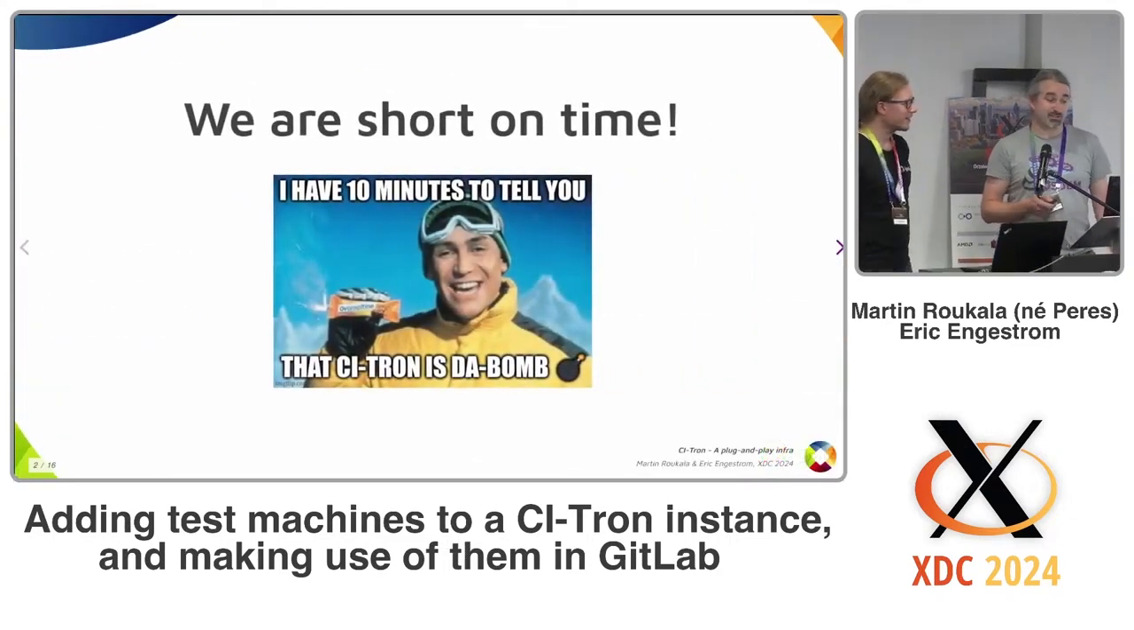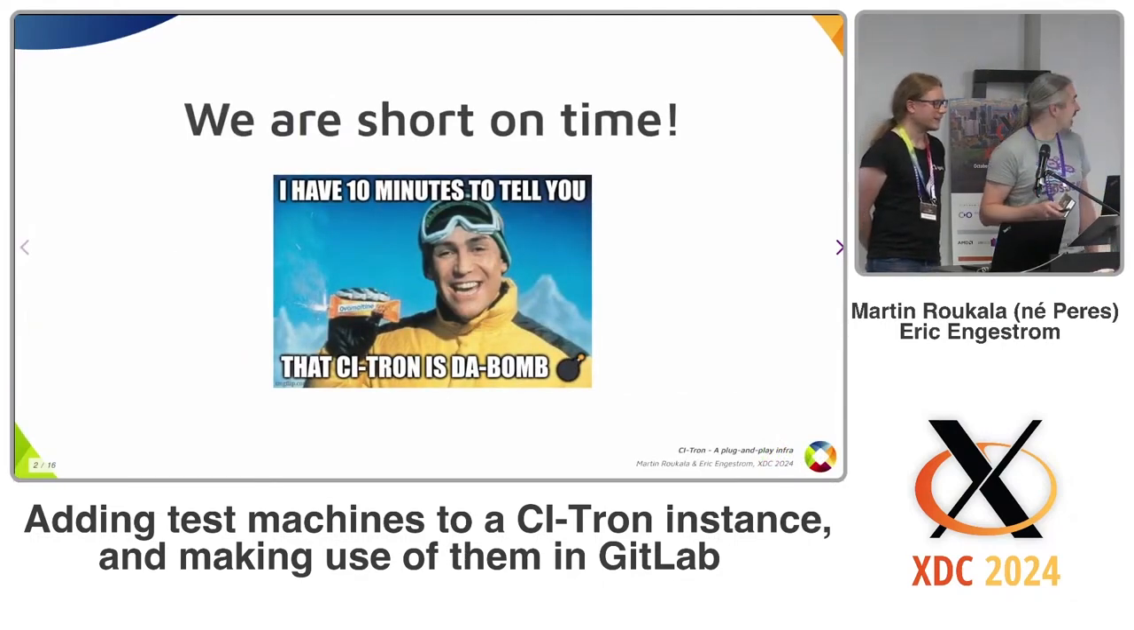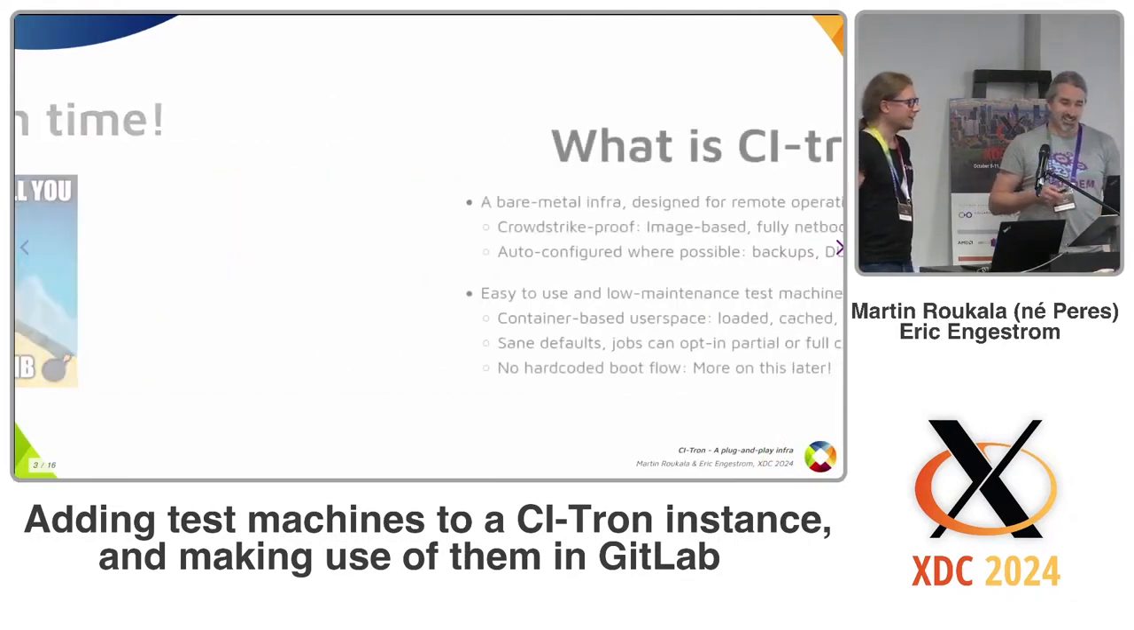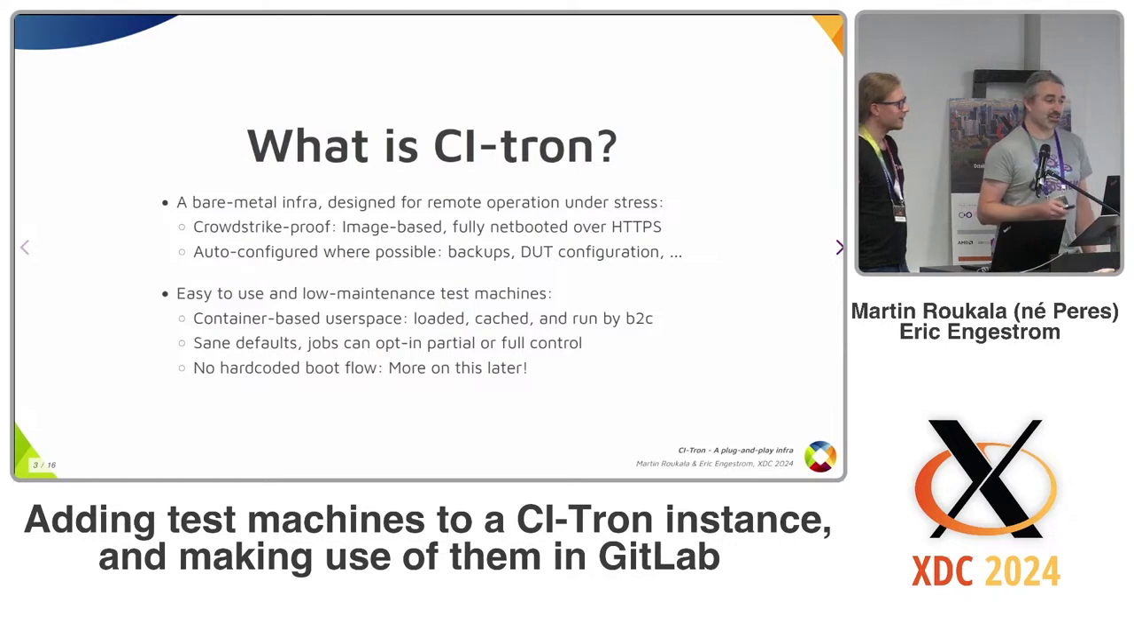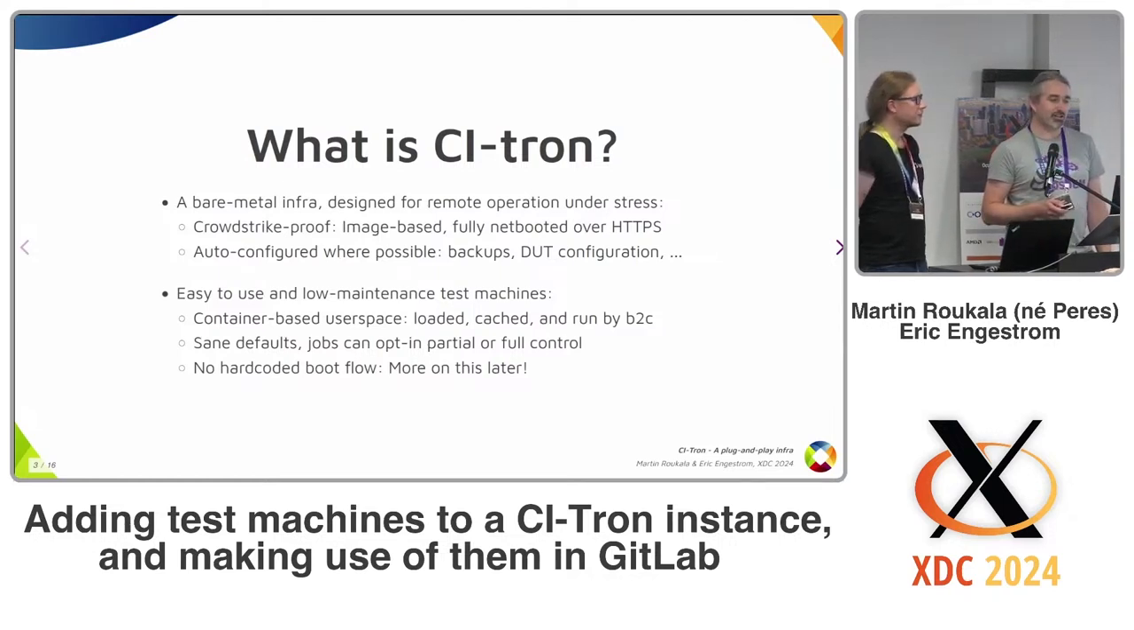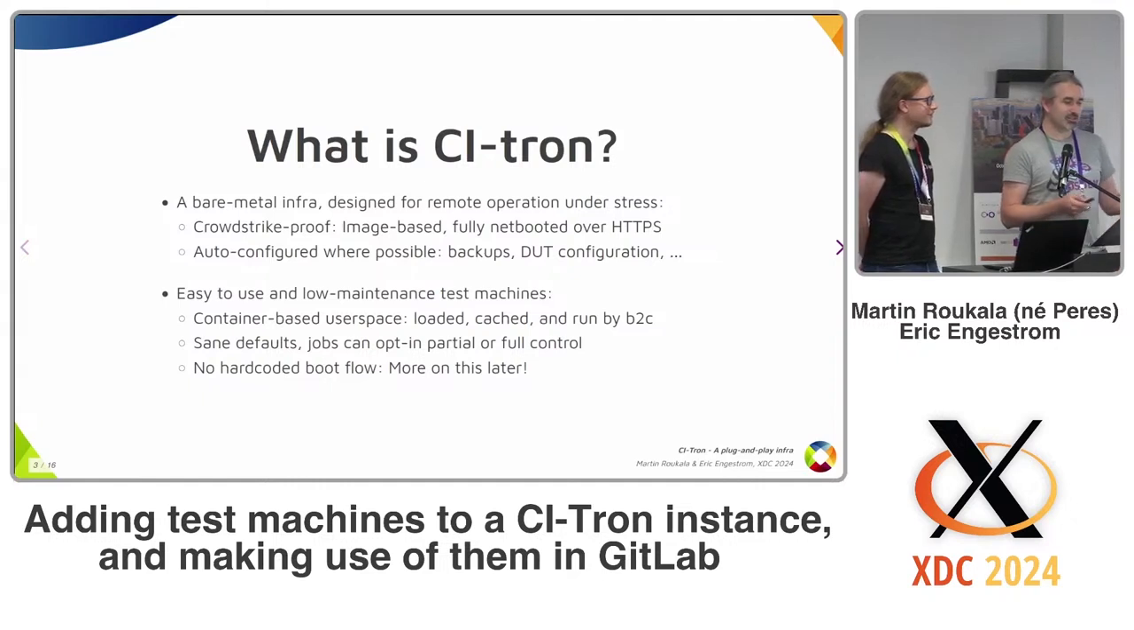We have 10 minutes to tell you how good CI-Tron is. Here we go. So what is CI-Tron? It's a bare metal infrastructure that has been designed for people who are under some stress, as in, you need to maintain a farm. We want to avoid a situation like CrowdStrike, where the machine just doesn't boot anymore reliably.